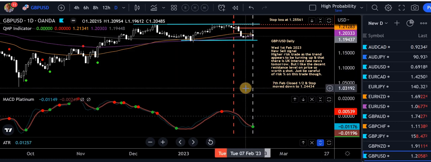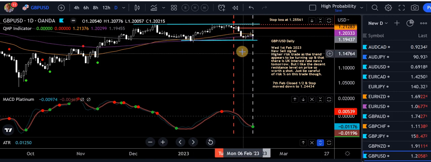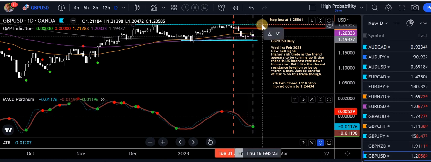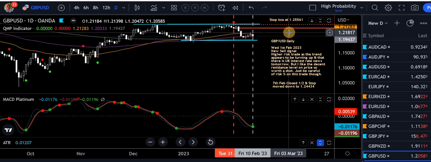7th of Feb closed half. Let's have a look if I got this right. Yes, I did. Look at that. Closed half on the open of that candle there. Got to the previous low. MACD Platinum through the 0 level. Had to do something there. It's just mad if I don't. Got to take some profit. Drag my stop down. Can't lose on the pound USD. So it's all good there.